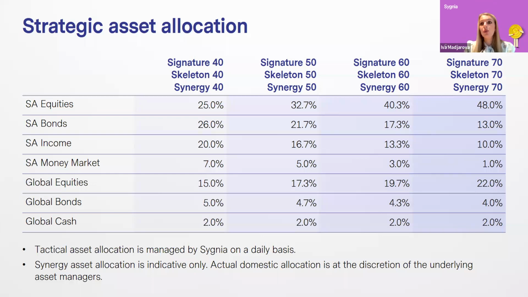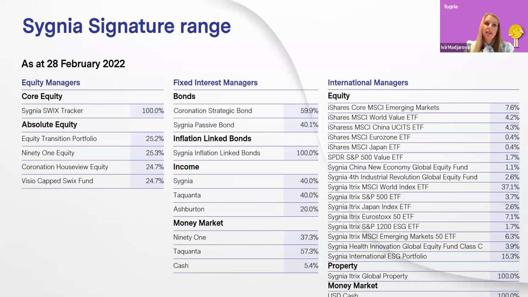In addition to that, we do practice tactical asset allocation, whereby we take advantage of certain opportunities in the market, or depending on the current market environment, we may tilt the portfolio in favor of certain sectors. Now, the Signature range of portfolios is a blend between active and passive management.